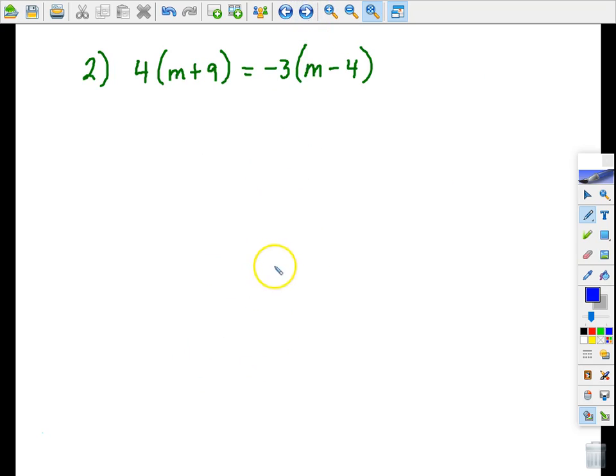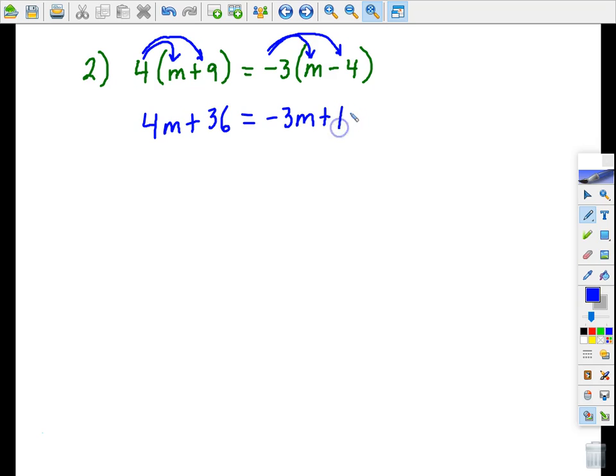All right. Here's another example of applying the distributive property. We need to get rid of these parentheses first. So let's multiply 4 times both of the terms inside the parentheses. 4 times m is 4m, plus 4 times 9, which is 36. And we'll do the same type of thing on the other side. Negative 3 times m is negative 3m. And negative 3 times negative 4, negative times negative is a positive 12.